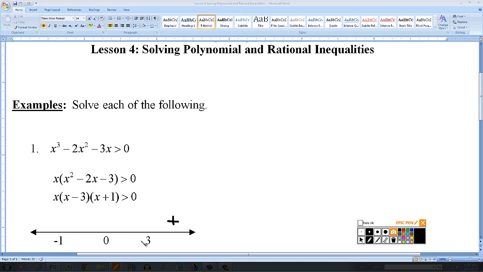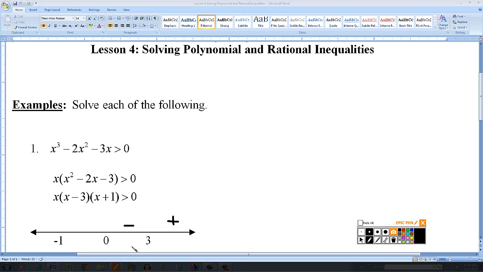Now between 0 and 3, if I pick a number between 0 and 3 here, I can pick a 1, I can pick a 2. I'll just go ahead and pick a 1, put a 1 there where the x is, 1, and then 1 minus 3 is a negative, 1 and 1 is a positive. So one factor of the 3 is negative, so that makes the whole thing negative.